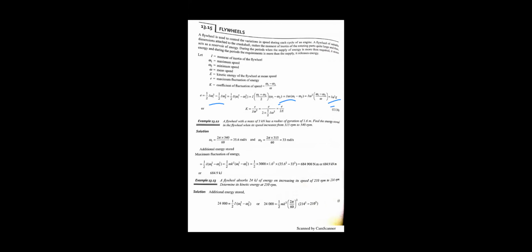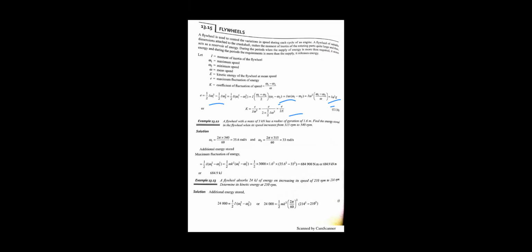Then E is also multiplied by 2 in our denominator. So that is 2 into 1 by 2 I omega square, that is 2 into I omega square. So e by 2 capital E. Why? Because capital E means the kinetic energy of the flywheel at mean speed.